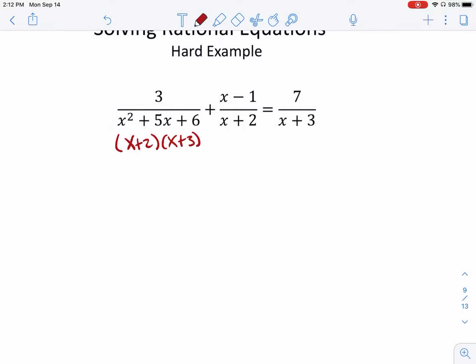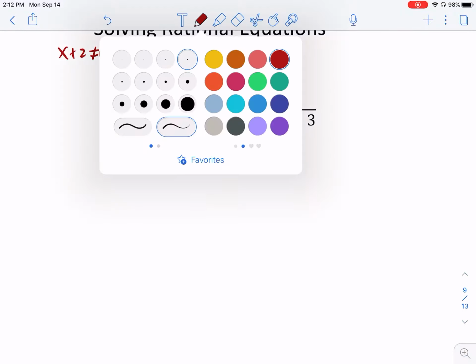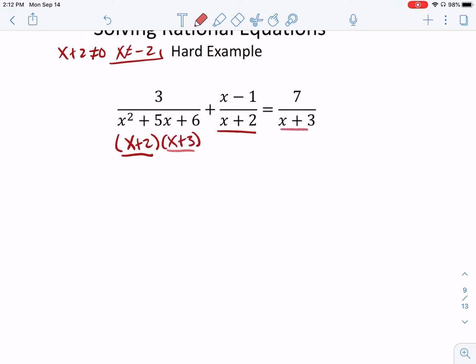And I'm going to say, what factors do I have in my denominators? Well, I have x plus 2 and x plus 2. So I say x plus 2 cannot equal 0. X cannot equal -2. I also have x plus 3 and x plus 3, so I say x plus 3 cannot equal 0, so x cannot equal -3. This is what I have to go back and double check.